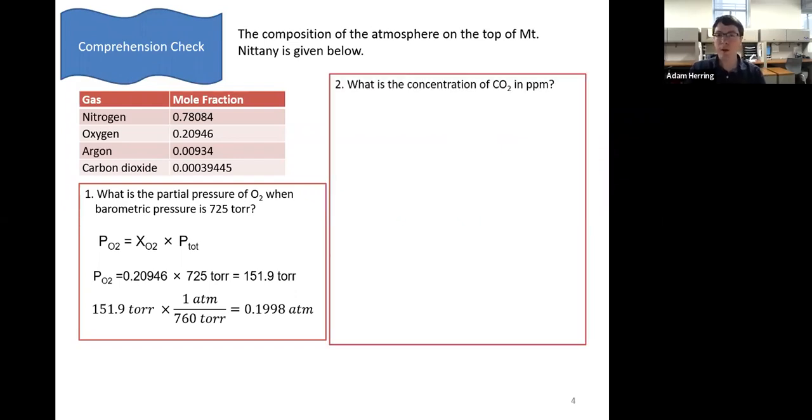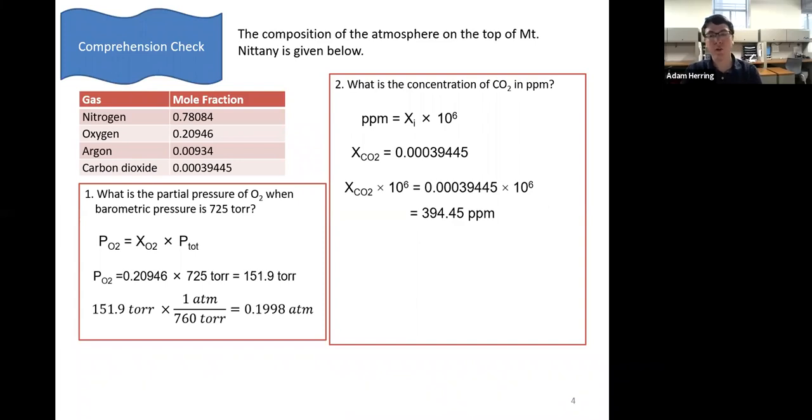Here's a second problem. What would be the concentration of carbon dioxide in parts per million? Pause the video and try this one on your own. Welcome back. To determine the concentration in parts per million, we need to multiply the mole fraction by a million. Our mole fraction is 0.00039445. Multiply that by a million, and we get 394.45 parts per million. What that means is that for every 1 million molecules of gas, there's about 394 which are carbon dioxide.